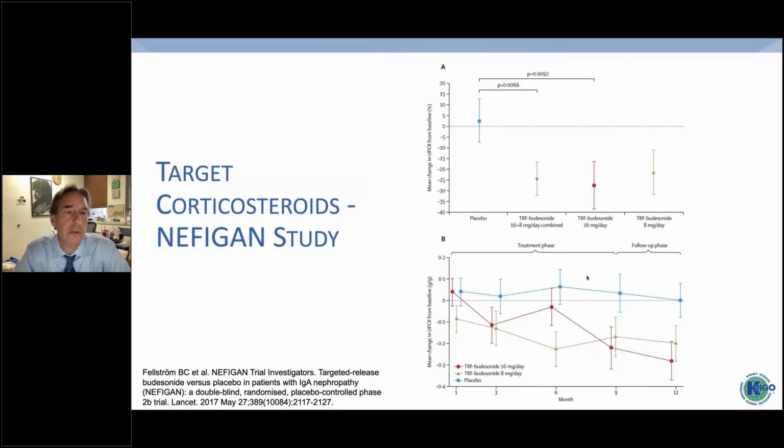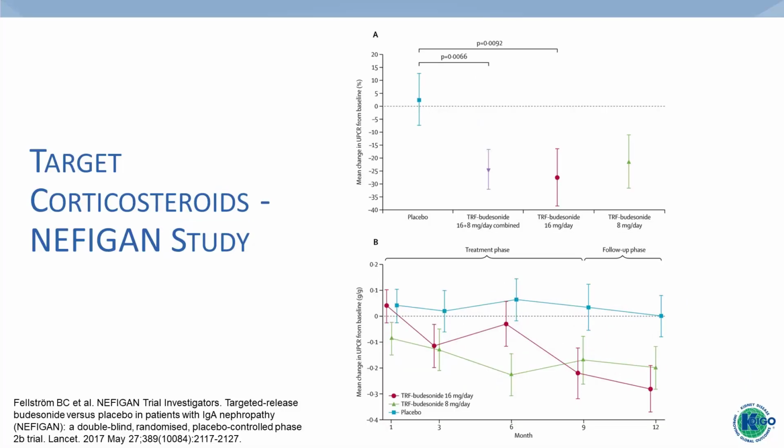As you know, you can target corticosteroids by using budesonide. Budesonide can impact the intestine and then have a huge first pass activity through the liver, so that the systemic exposure to corticosteroids is reduced. And you can further target it, as is done in the NEFIGAN study, by trying to get that budesonide to the mucosal surface of the intestine, the Peyer's patches in the distal ileum, where perhaps IgA activation and production is more significant.